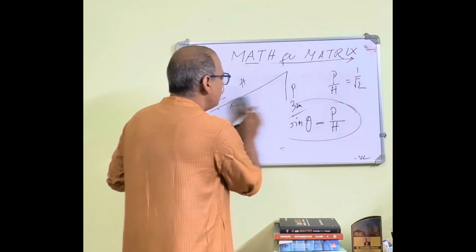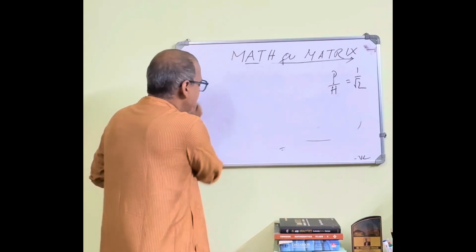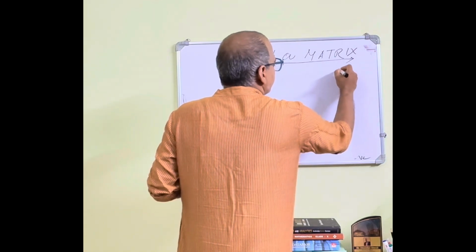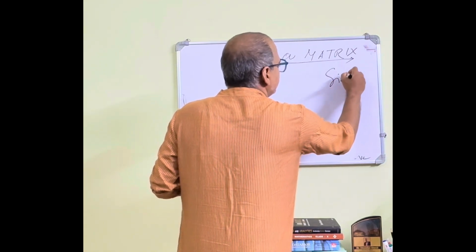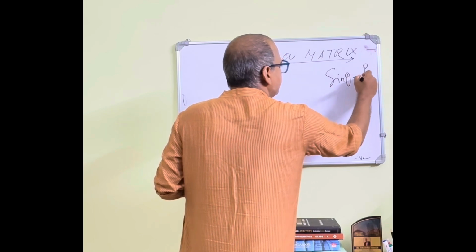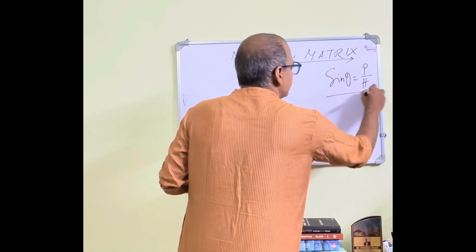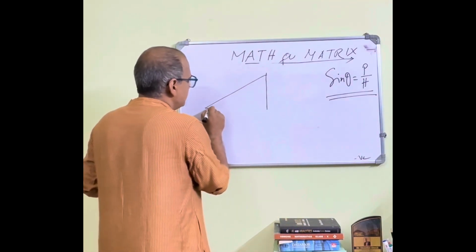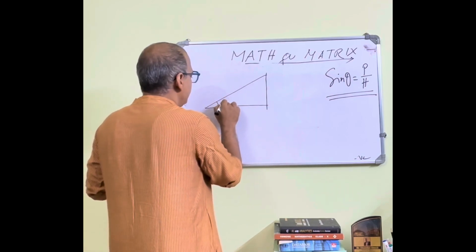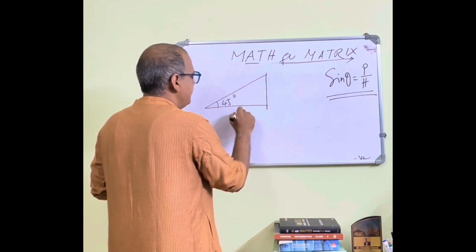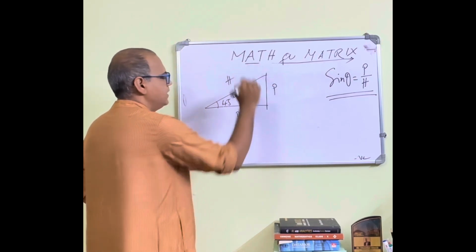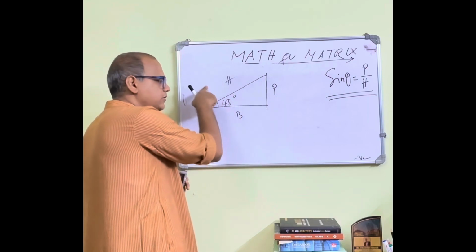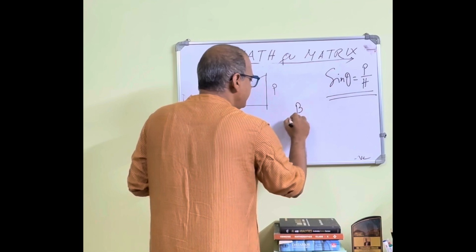We'll repeat this, again, just to find what is cos theta. I have taken a note of this: sine theta equals P by H. We can repeat this, again I have taken 45 degree. This is base, this is perpendicular. What I'm doing now, instead of dividing perpendicular side with hypotenuse, I'll divide base with hypotenuse.